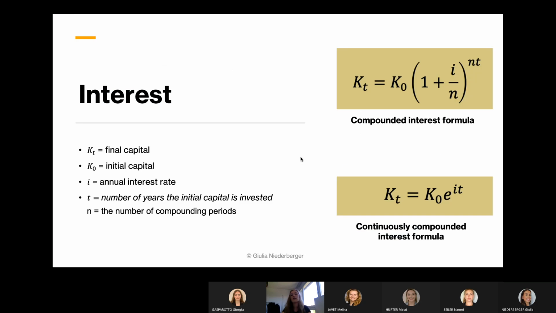Then the interest, that's basically also just remembering the formula and plugging it in at the right place. Always remember also, if you have it in months or if you have it in years, to put it in years and not in months, otherwise it messes up your calculations. Just remember what t exactly is.